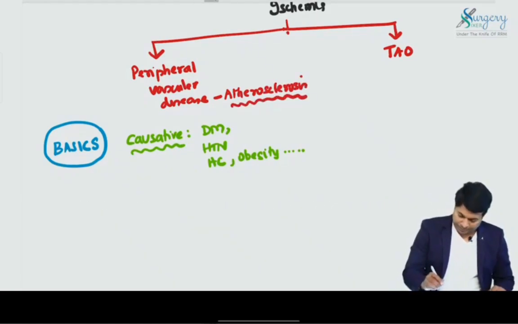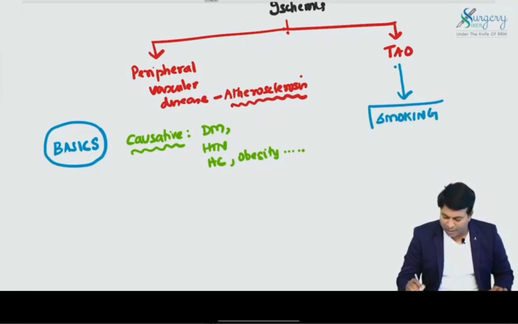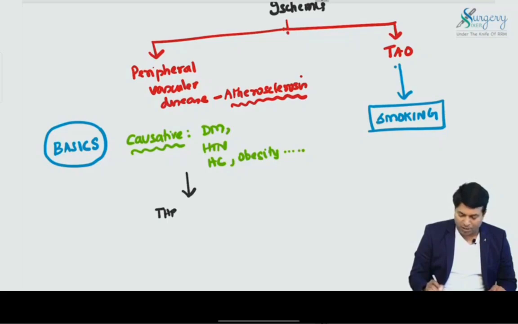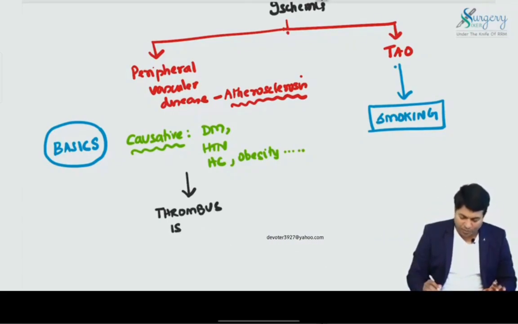And the other one, TAO. The main cause is only smoking. There is no other risk factor. And in peripheral vascular disease, the major problem is thrombus. Due to atherosclerotic lesions, the thrombus is occluding the vessels. Please don't forget, thrombus is occluding the vessels.